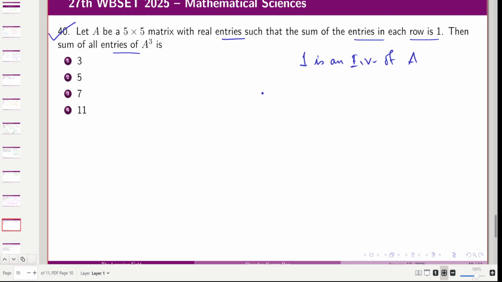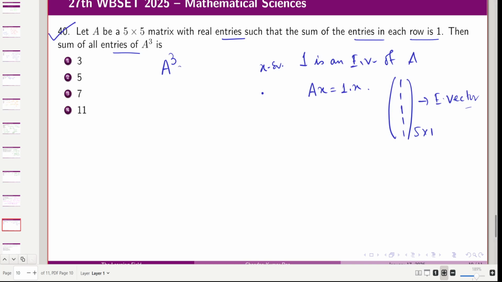If 1 is an eigenvalue of A, then suppose X is an eigenvector, we can write Ax equal to lambda X, that is 1 into X, and the standard eigenvector for this is 1, 1, 1, 1, 1, a 5 by 1 vector. This is an eigenvector for the eigenvalue 1. If we calculate that A cube X equals some lambda star into X, then we can say that lambda star is an eigenvalue.